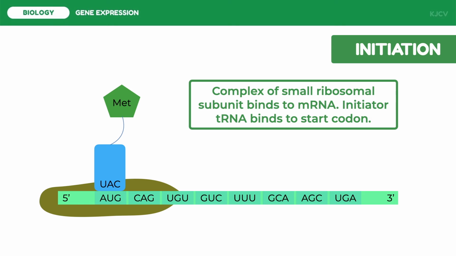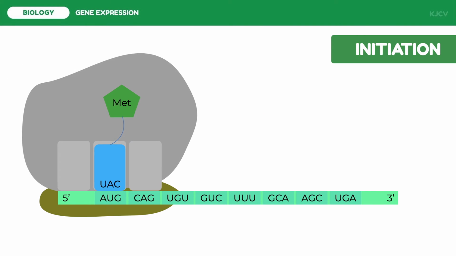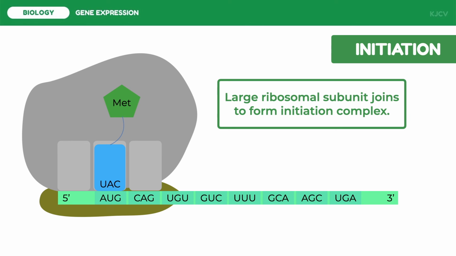After establishing the initiation region, the large ribosomal unit attaches to the tRNA. The tRNA is in the P site where it will wait for the other amino acids to attach to the sequence.